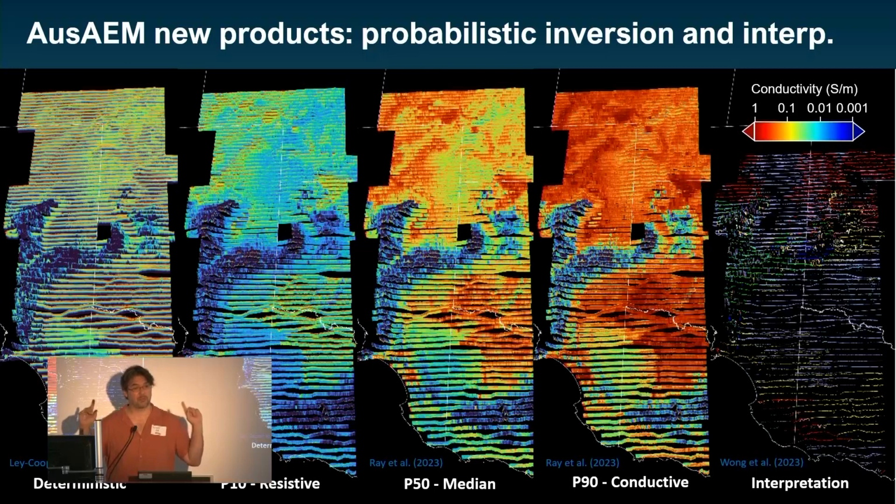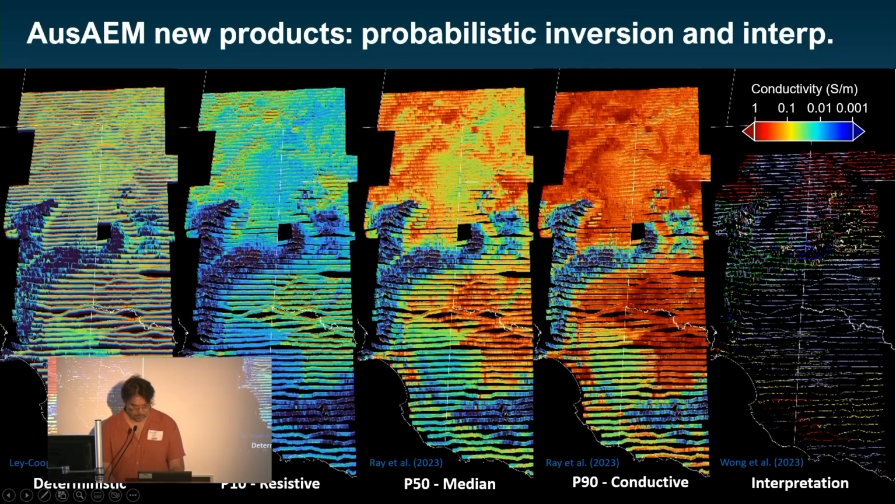So instead of having one model, we're assessing the data sets with 100,000 models per sounding. That gives you robust statistics on what you're resolving. Much more credibility in your model, at least you're testing things to the limit. And then you can do all sorts of interpretations, as we have here on the right.